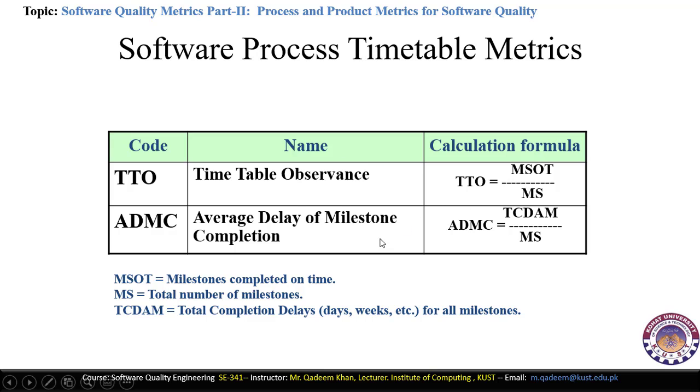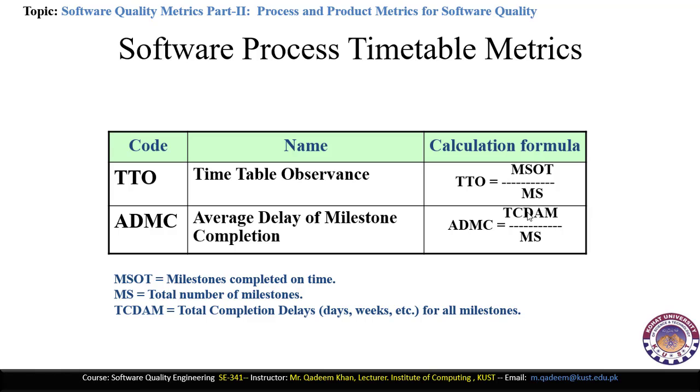Dear student, these two metrics are in fact used for the analysis of scheduling, or the time framework required to complete the projects. Similarly, we have the average delay of milestone completion. Average delay of milestone completion is equal to TCDAM divided by MS, while TCDAM is the total completion delays, that is days, weeks, etc., for all milestones.